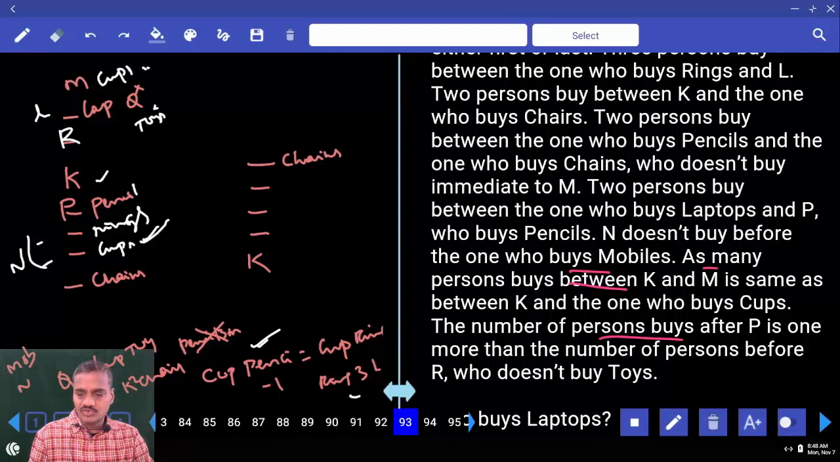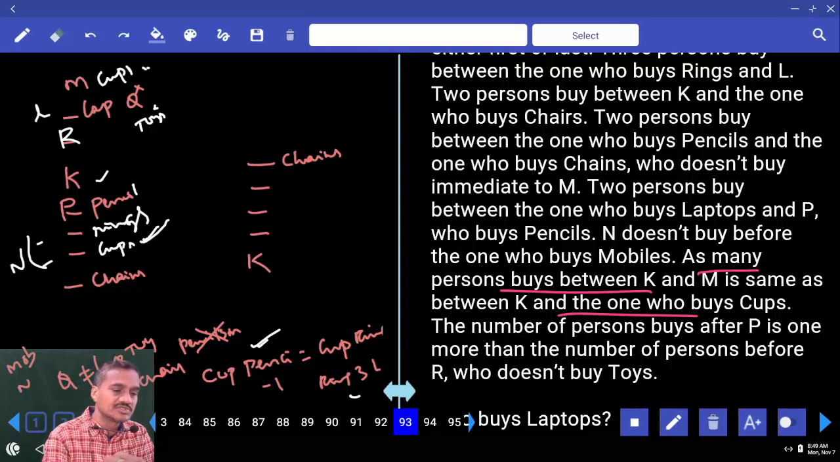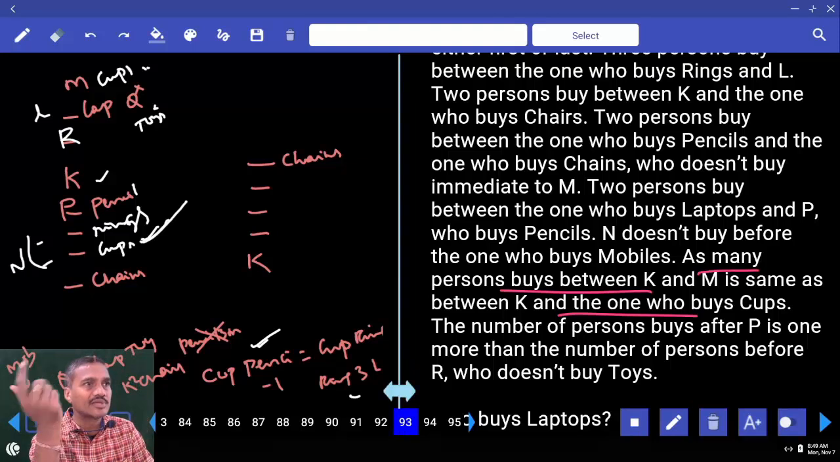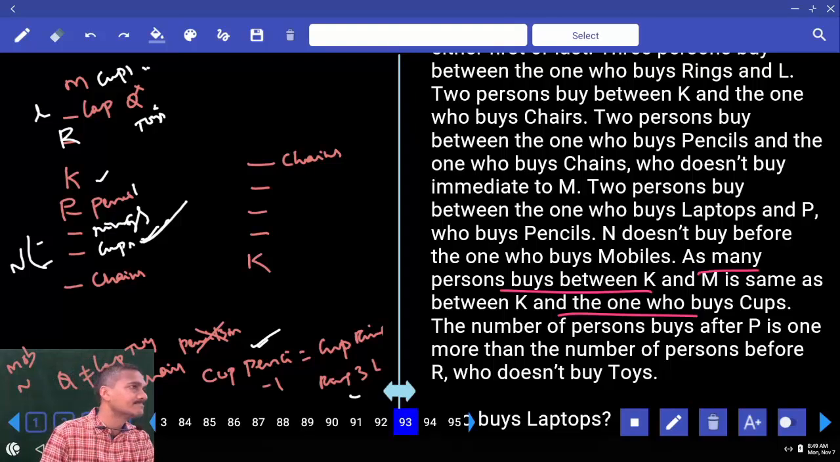And K and the one who buys cups. As many persons between K and M is same as K and cups. K కి M కి మధ్యలో ఎంతమంది ఉన్నారు? 2 persons. K కి కప్ కి మధ్యలో ఎంతమంది ఉన్నారు? 2 persons. కప్ ఇక్కడ ఉండొచ్చు కదా, లేదా పైన కూడా ఉండొచ్చు మనకి, అవునా కదా? M does not buy cup అని ఇవ్వలేదు కదా, M can be cup. K కి M కి మధ్యలో ఎంతమంది అయితే ఉన్నారో, K కి cups కి మధ్యలో ఇక్కడ ఉన్నారు.